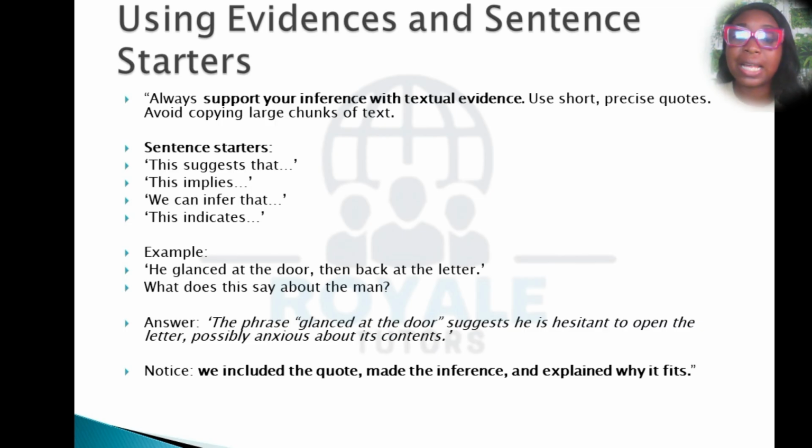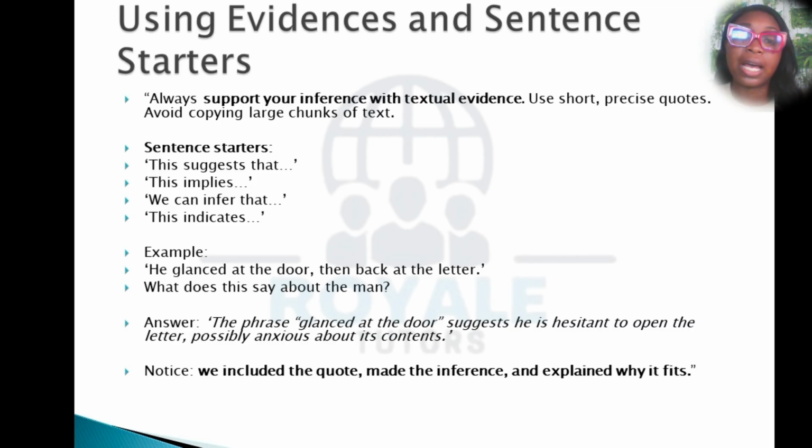All right, now example: "He glanced at the door, then back at the letter." Now, what does this say about the man? The answer, first things first, the clue here is "glanced at the door." So you have the phrase "glanced at the door," which is the textual evidence. Don't forget that you always use evidence, and then you move on to sentence starters. So the phrase "glanced at the door" suggests that he is hesitant to open the letter, possibly anxious about its contents.